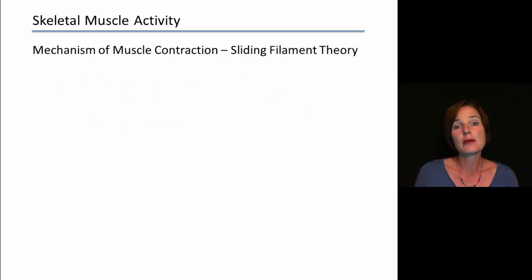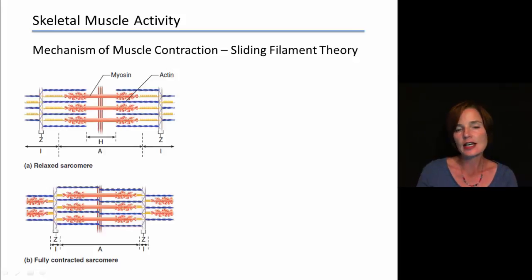Now, if we talk about the mechanism, how this actually takes place, one of the common theories is what we call the sliding filament theory. If we look at the sliding filament theory, it's basically looking at the relaxed sarcomere and comparing that to the fully contracted sarcomere. And the idea is that you have the myosin and the actin filaments basically sliding against each other. We can see that here with the myosin in red, and we've got the actin in blue.